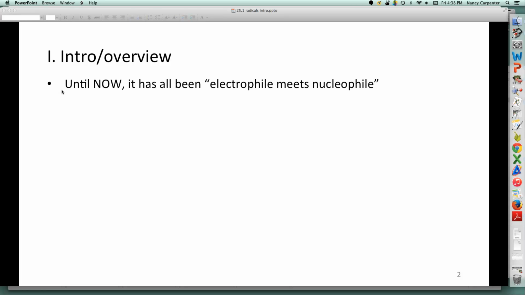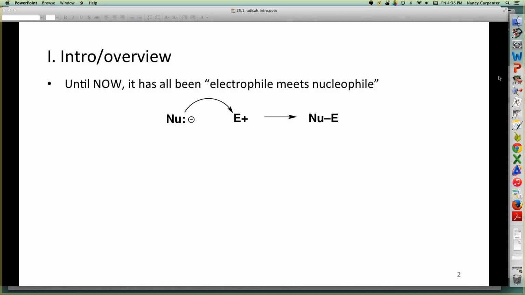So, free radicals, what the heck? What's up with that? Well, you've heard it from me enough. It's all electrophile meets nucleophile, right? Well, not always. This is what we've seen for the entire O-Chem up to this point, all through first semester and including anything we've been talking about this semester.